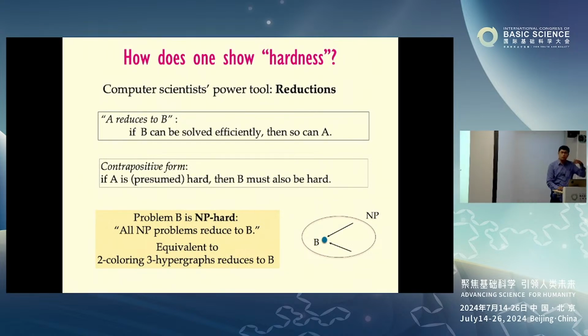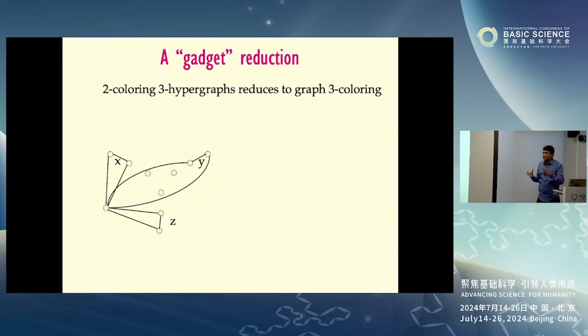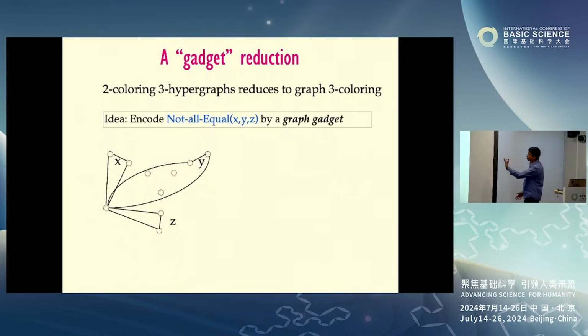And how might you show such a reduction? Usually these are simple gadget reductions. For example, here is a gadget reduction showing that 2 coloring hypergraphs reduces to graph 3 coloring. So the way to do this is that you take a constraint not all equal XYZ. The hypergraph problem will say that these 3 things should not get the same color. Then you can put this little gadget graph here.